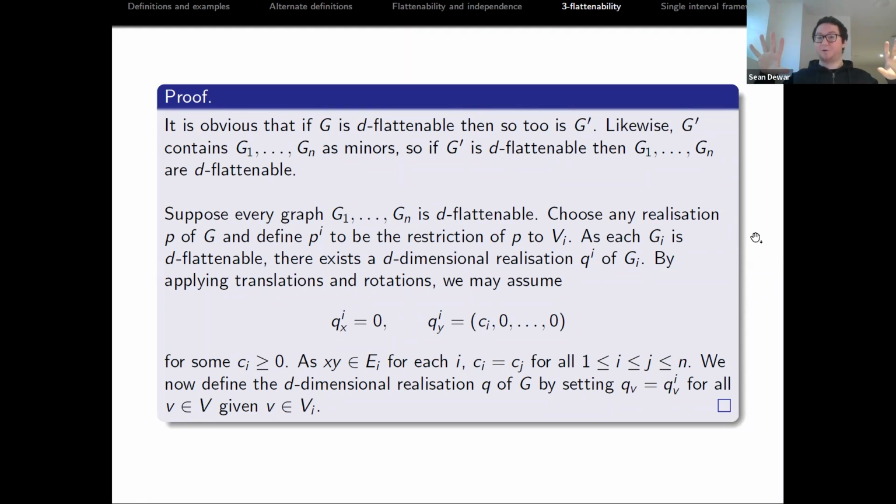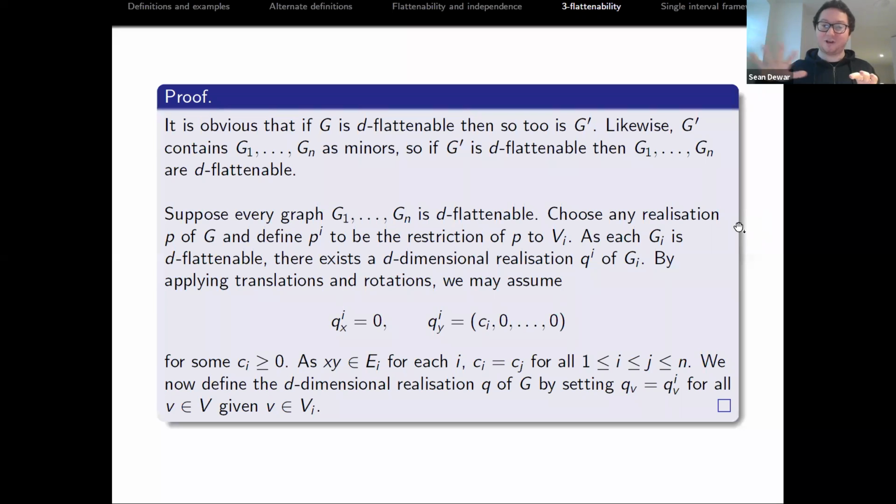So we can decompose it into these different components. Each one of these components is flattenable. And then we can glue them together in a sensible way. To be slightly more specific, we've chosen our realization P of G, and we define Pi to be the restriction of P to the vertex set Vi of Gi. As each of these Gi is deflattenable, there exists a d-dimensional realization Qi of Gi. That's just from the definition.